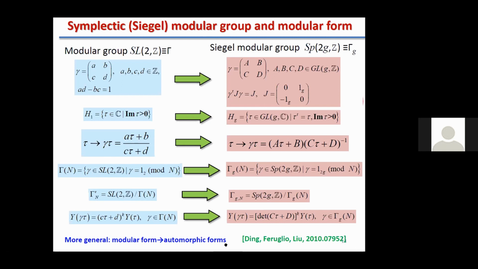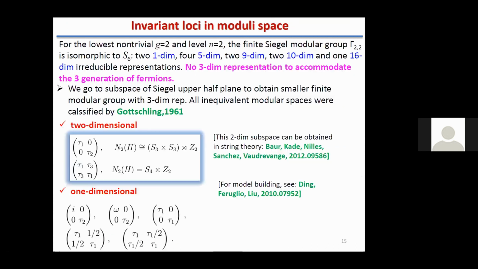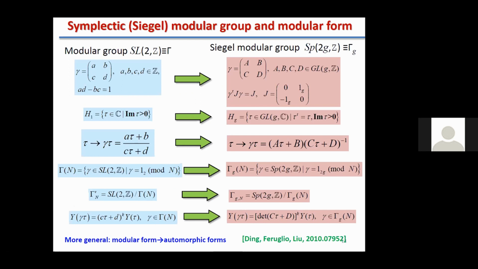Then they would be defined in some positive Hermitian spaces, positive Hermitian domains. So it is much more general than the symplectic modular forms.